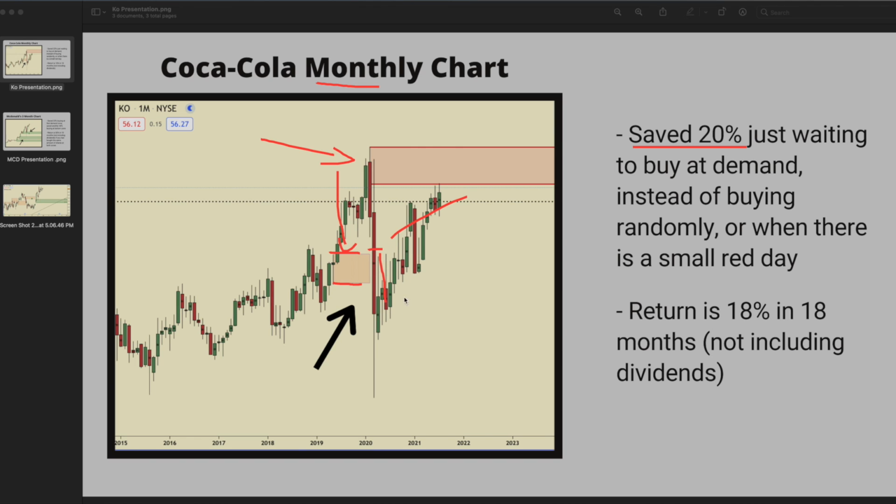And sure, you were down for a lot of this period, but that's fine. If you believe in Coca-Cola long term, or whatever stock you want to invest in long term, then it shouldn't matter to you, and you'll just be collecting these dividends. So I hope you guys are starting to see the power of doing this. I know maybe I'm getting a little repetitive, but I'm just trying to show you the power of being patient, sitting on cash, and waiting for demand to buy.